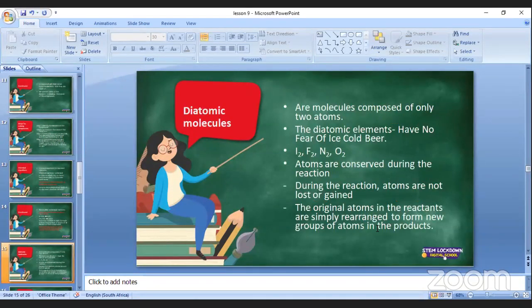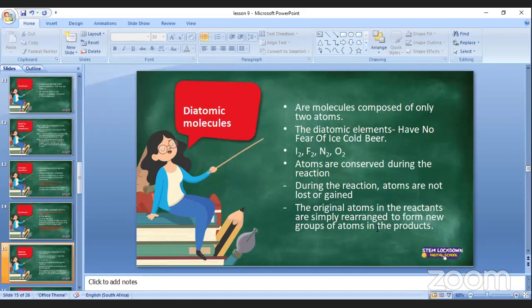There we go, diatomic molecules. A molecule composed of only 2 atoms. The diatomic molecules have, this is the sentence that I was talking about, grade 9s. Don't ever forget the sentence. When they're asking you for examples of diatomic molecules, you say, have no fear of ice cold beer. Have no fear of ice cold beer.